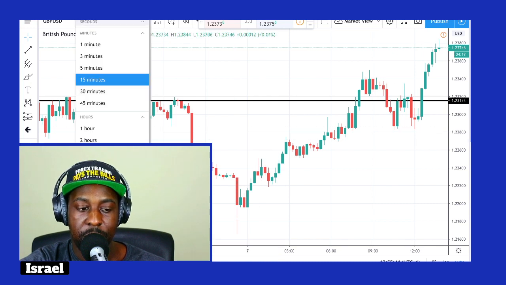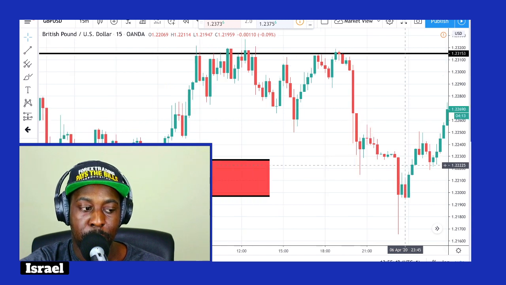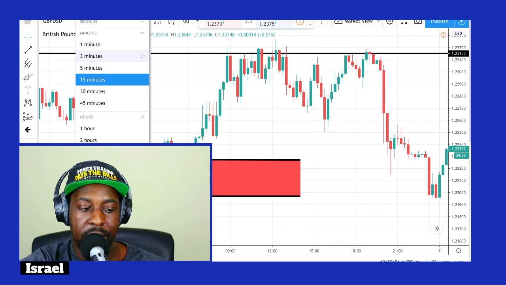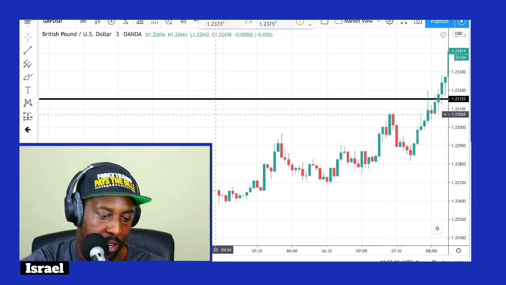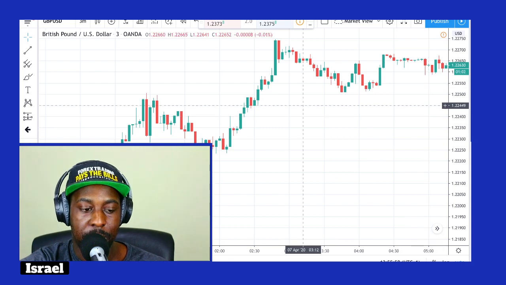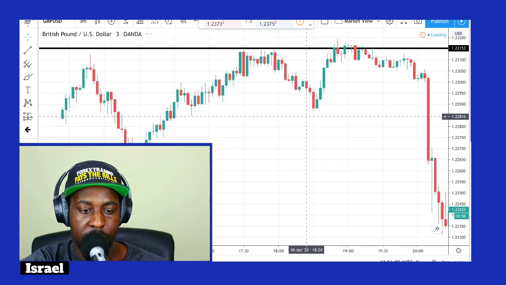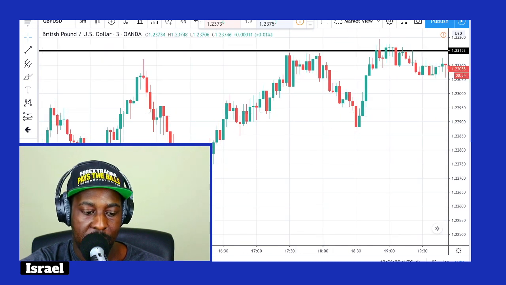So let's look at this first and foremost in a lower time frame, because the area was highlighted already anyway. But let's look at what it looks like at the time, right? So you can see here, this was the area. This was the first time price went into the area, right? Just after yesterday's live stream.